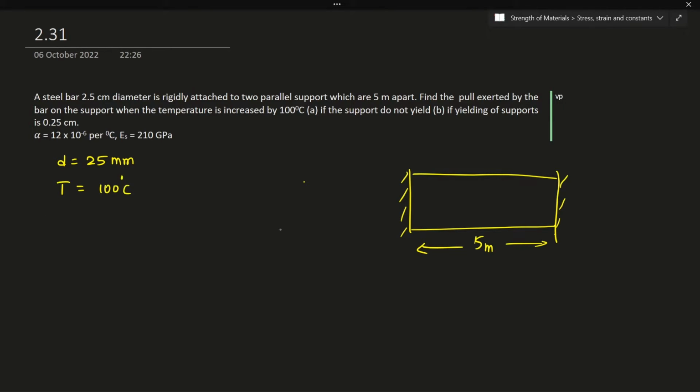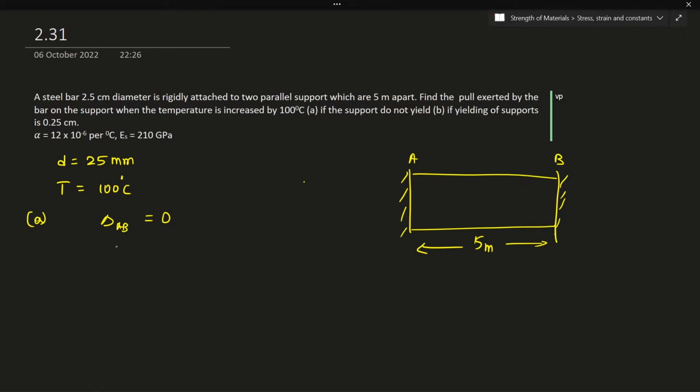So this is the rise in temperature, and the bar will experience compressive forces. The first case is if the supports do not yield, meaning that there is no expansion in this element. So we have a rigid support now. Let me take the first case, I'll call this case A. Now delta AB, I'll call the ends A and B, delta AB will be equal to 0.